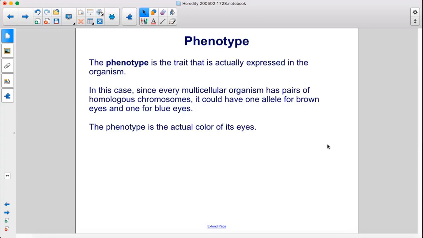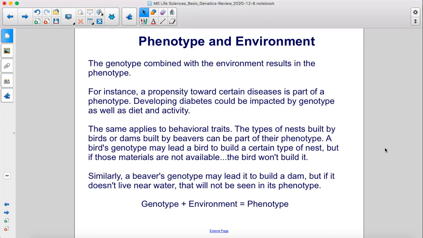In this case, since every multicellular organism has pairs of homologous chromosomes, it could have one allele for brown eyes and one for blue eyes. The phenotype is the actual color of its eyes. The genotype combined with the environment results in the phenotype. For instance, a propensity toward certain diseases is part of a phenotype. Developing diabetes could be impacted by genotype as well as diet and activity.